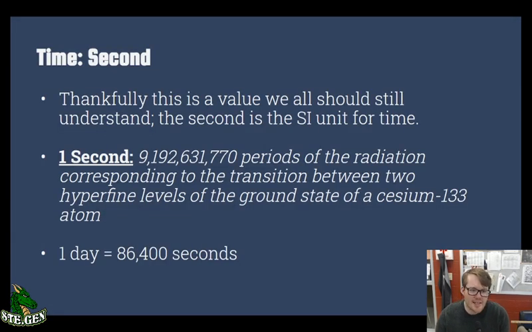Okay, next we have seconds. Thankfully, this value is still understandable. The second is the SI unit of time. We use that in the imperial system as well. Again, very weird definition. The second is 9,192,631,770 periods of the radiation corresponding to the transition between 2 hyperfine levels of the ground state of cesium-133 atoms.